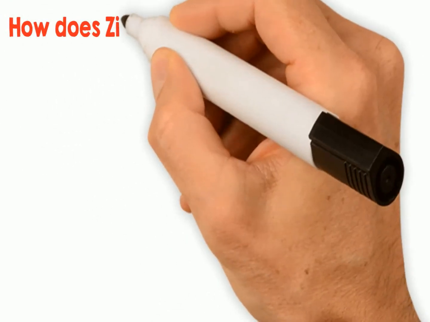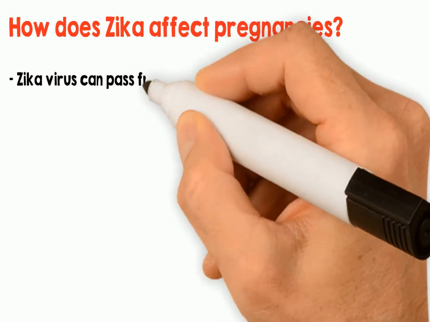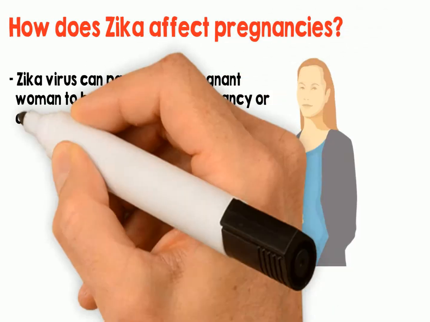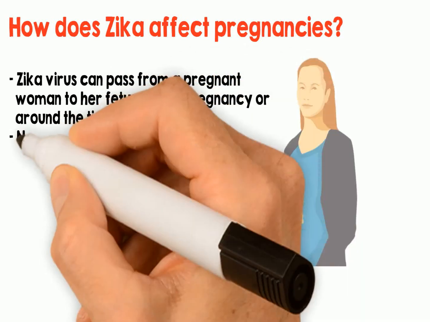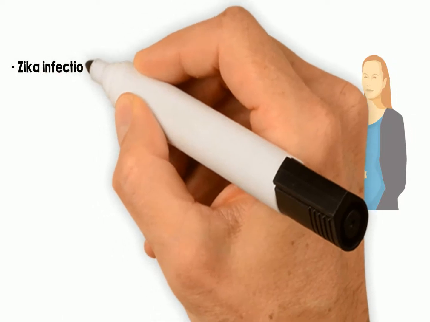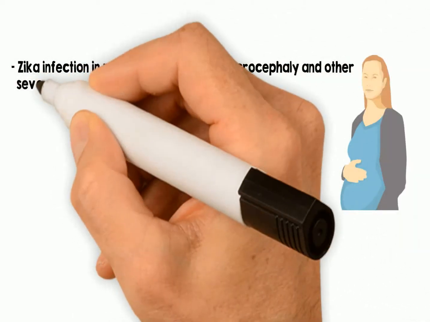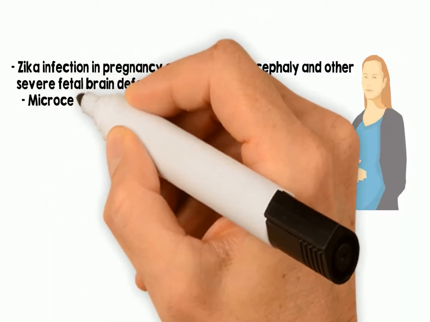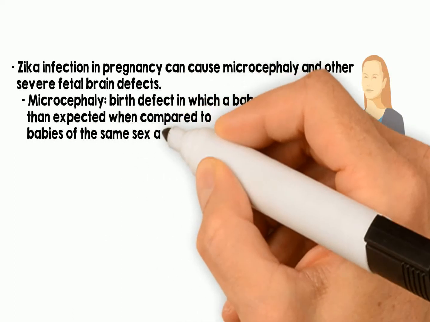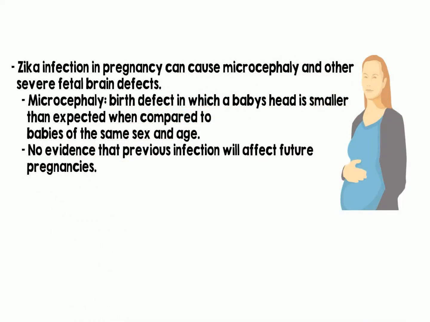How does Zika affect pregnancies? Zika virus can pass from a pregnant woman to her fetus during pregnancy or around the time of birth. It is not known how often this happens. Zika infection in pregnancy can cause microcephaly and other severe fetal brain defects. Microcephaly is a birth defect in which a baby's head is smaller than expected when compared to babies of the same sex and age. There is no evidence that previous infection will affect future pregnancies.